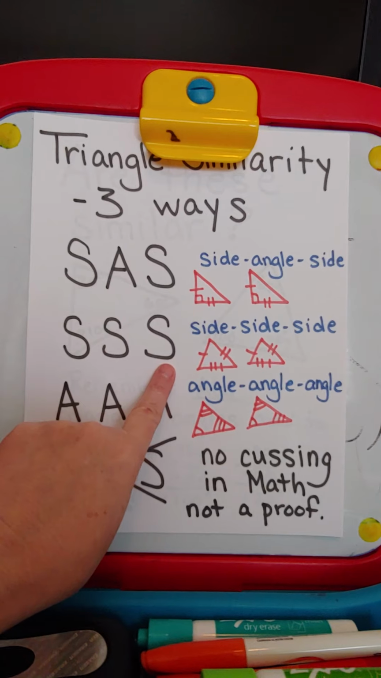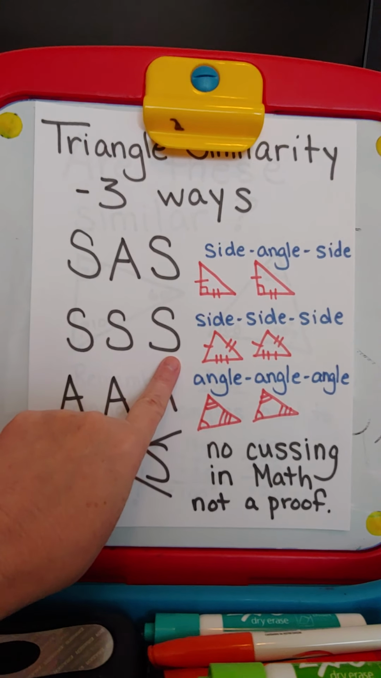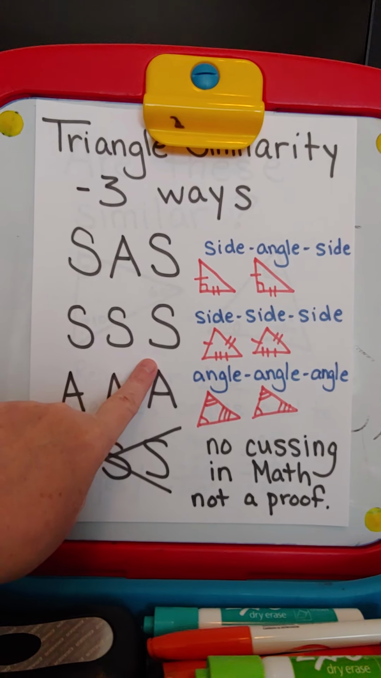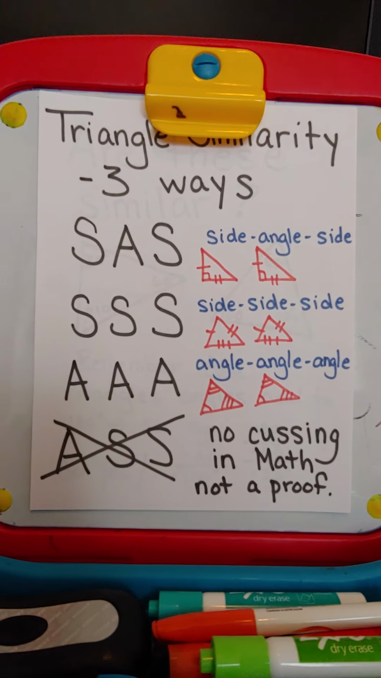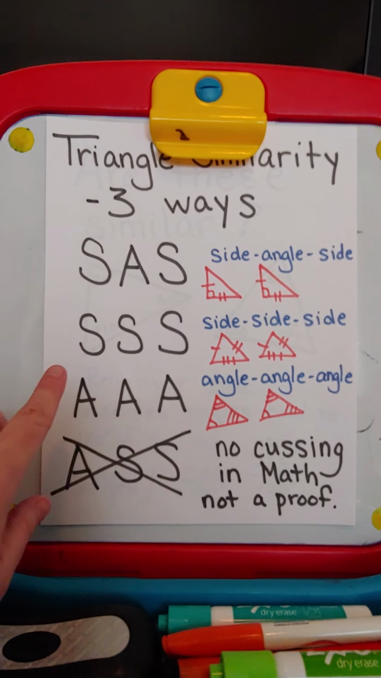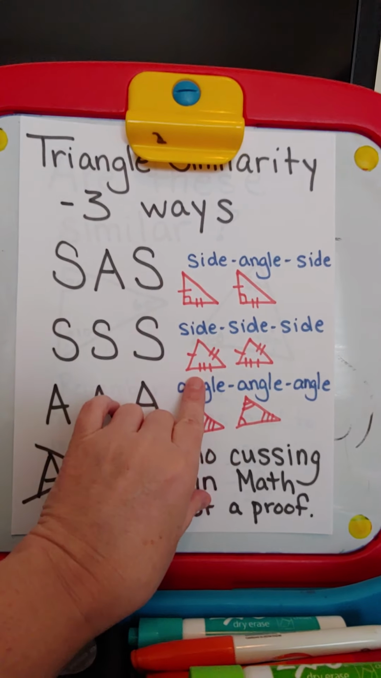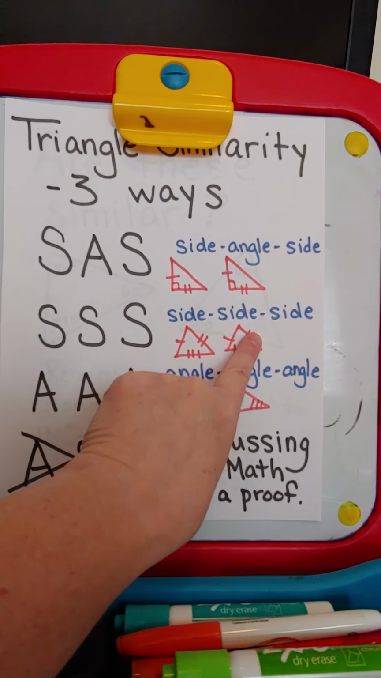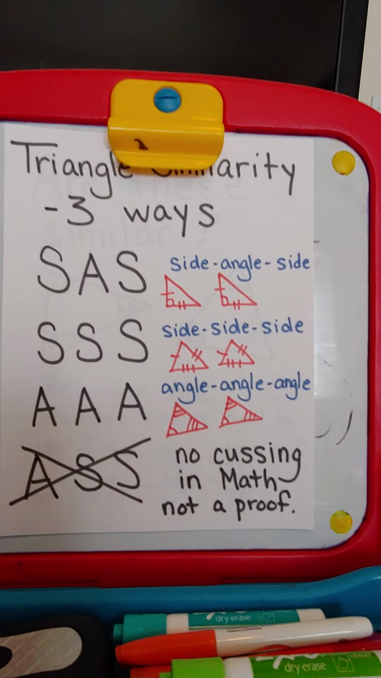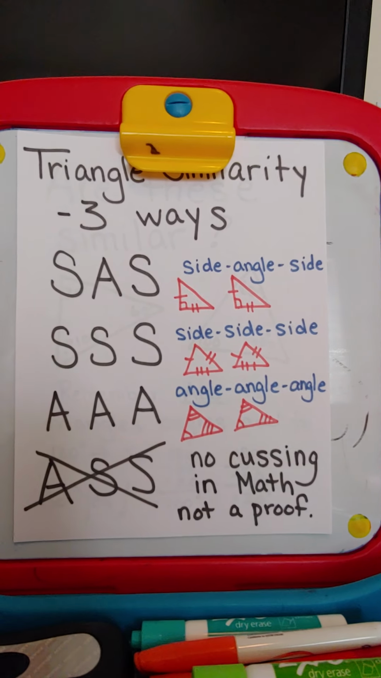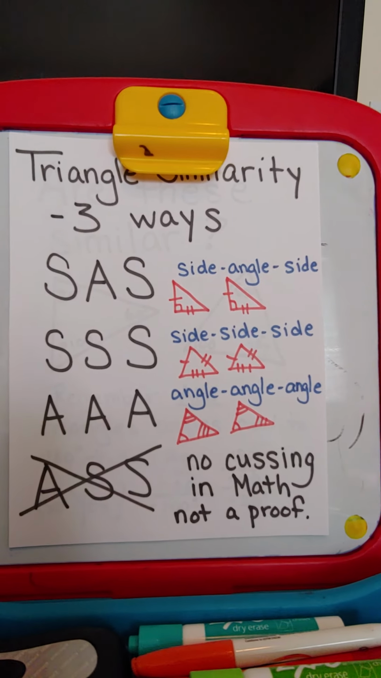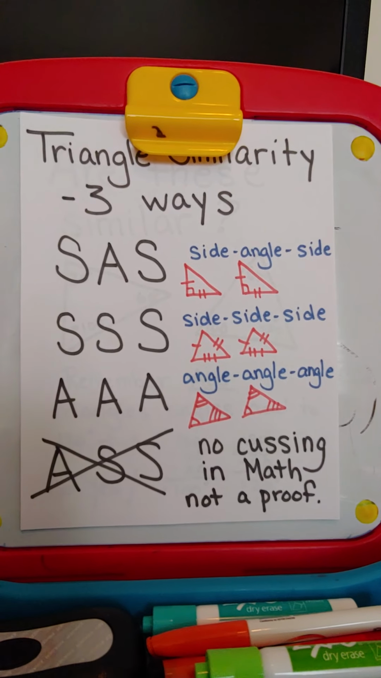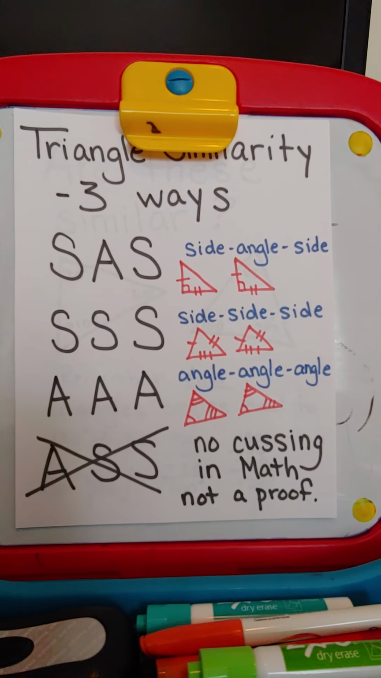SSS means all 3 sides are proportional. Remember, proportional means that they can equal the same fraction or the same decimal when you divide. So, side, side, side. And again, notice how these are marked. 1 goes with 1, 2 goes with 2, and 3 goes with 3. So we know that those sides, in this case, are equal. But if they give you numbers, proportional is how you would determine it.